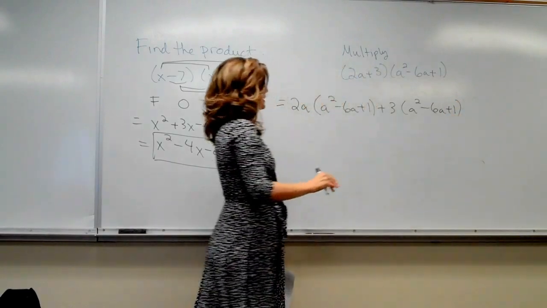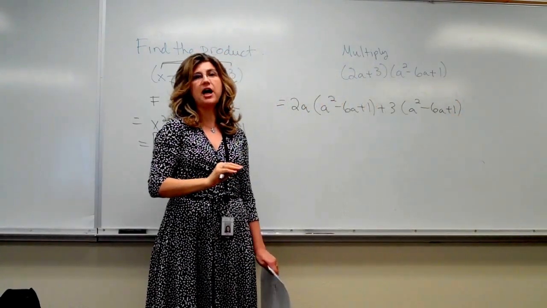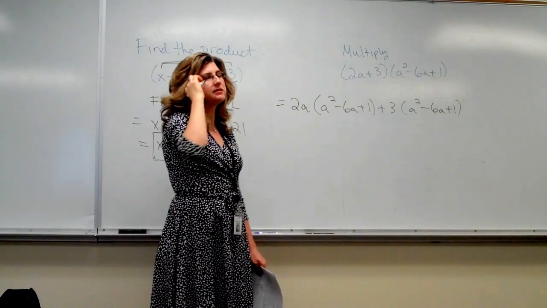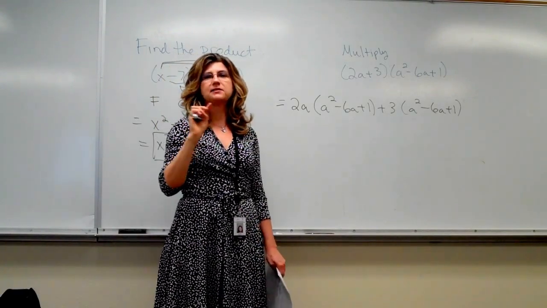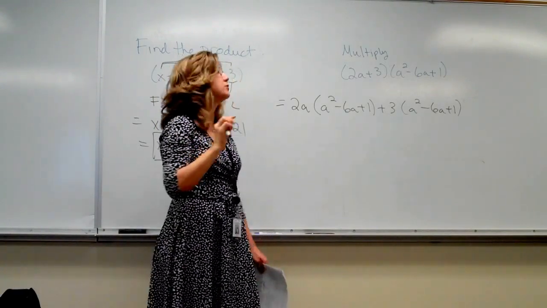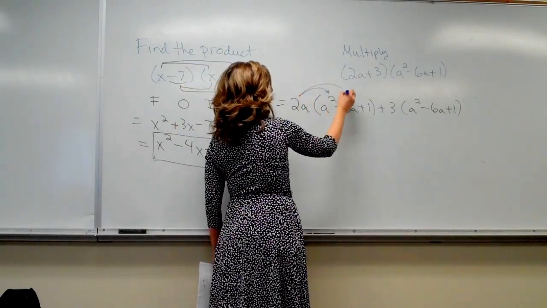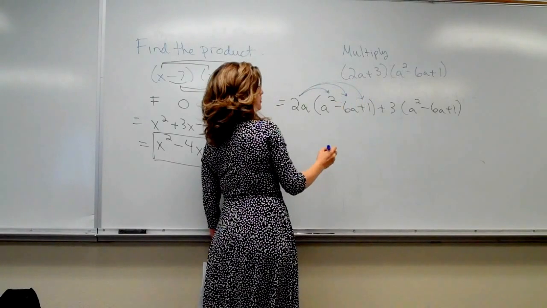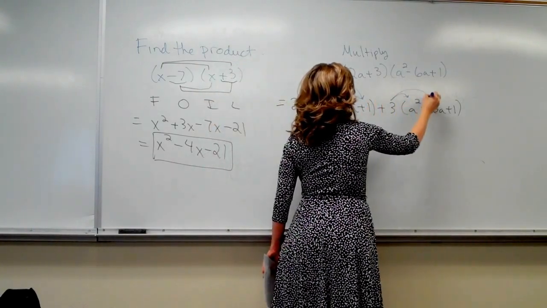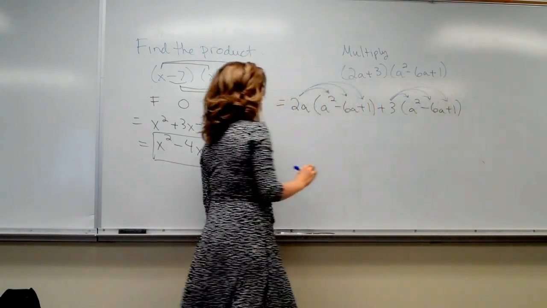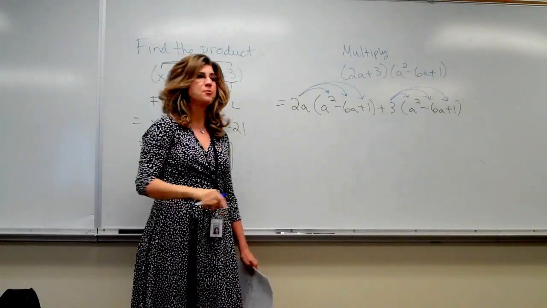Now there are a lot of terms here, so it is worth your time to double check when you're doing these. It's easy to drop a sign or to multiply a 6 times 1 when it should be 6 times 2. It's really easy to do. So now we're going to multiply the 2a times each of the terms in parentheses. Then we're going to multiply the 3 times each of the terms in parentheses. And when we do that, we will drop the parentheses out.